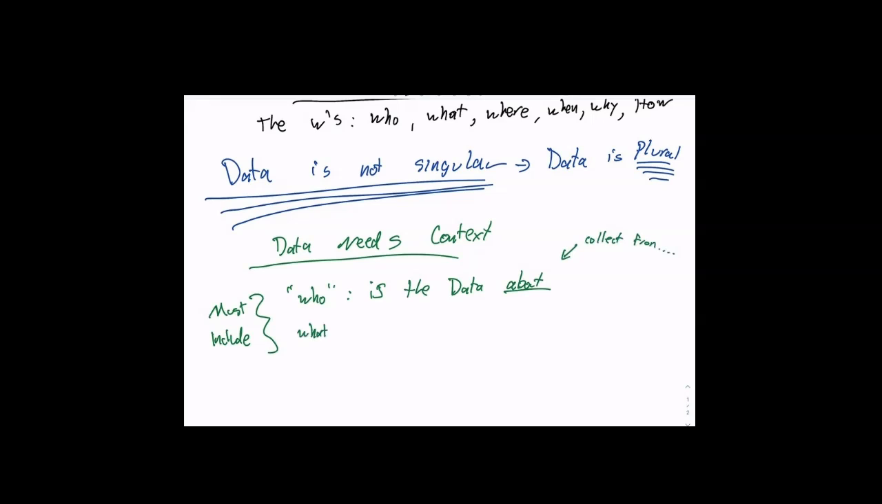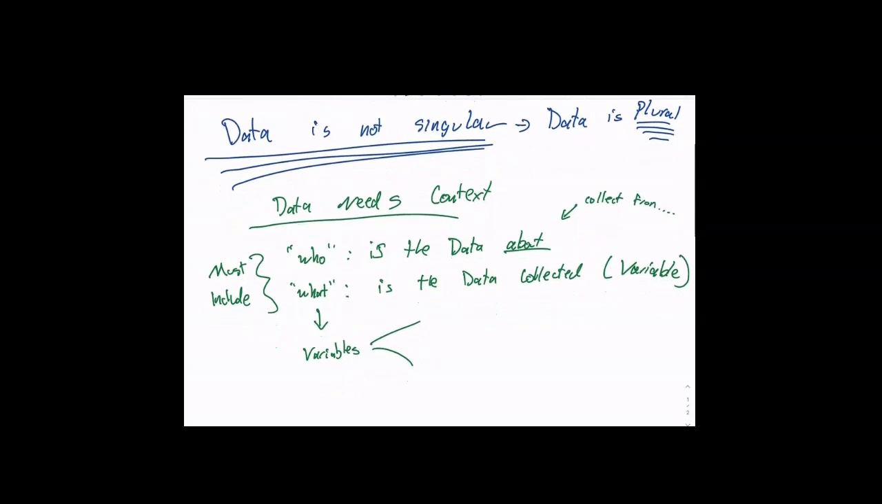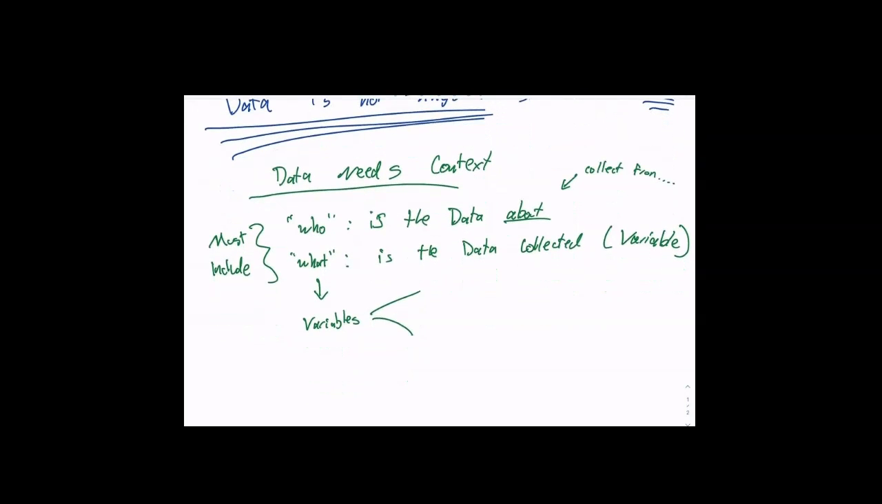And what is the data collected? We also refer to this as the variable. So when we talk about the variables, there are two types of variables that we will study within this course. Based on what type of data we are looking at, we might use certain statistical methods to investigate them.